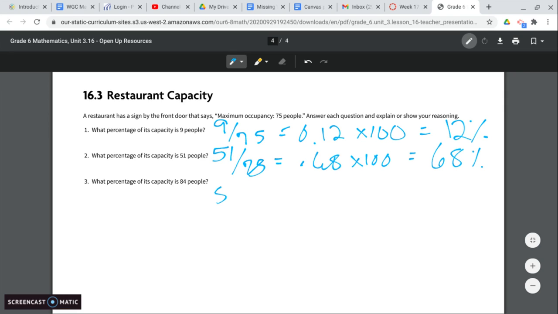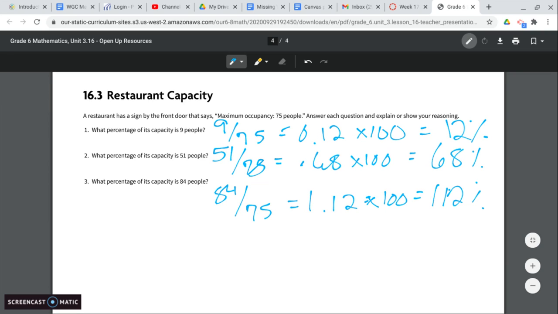Now the last one, we take 84 and we divide it by 75, which is going to give us 1.12. Times 100, that gives us 112%, which means what? It's over capacity. So we have too many people.